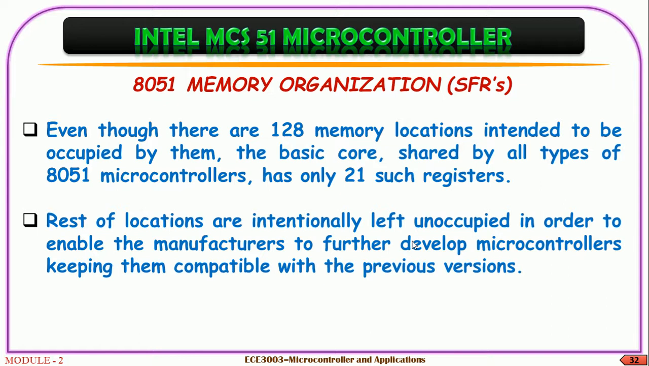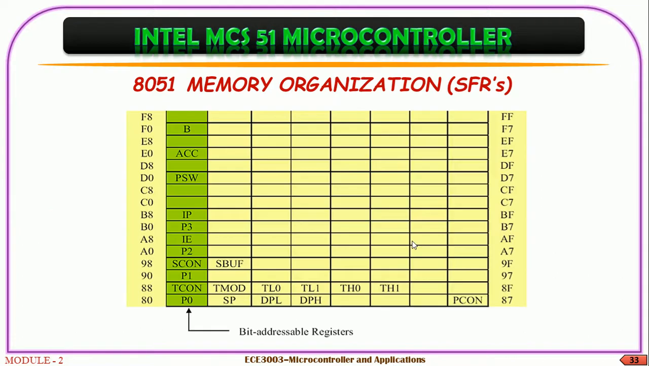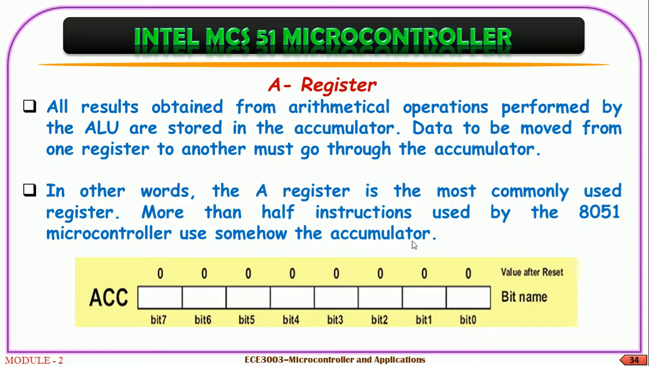Even though there are 128 memory locations intended to be occupied by them, the basic core shared by all types of microcontrollers has only 21 such registers. The rest of the locations are intentionally left unoccupied in order to enable the manufacturer to further develop microcontrollers, keeping them compatible with the previous versions. So this is the memory organization of SFRs.